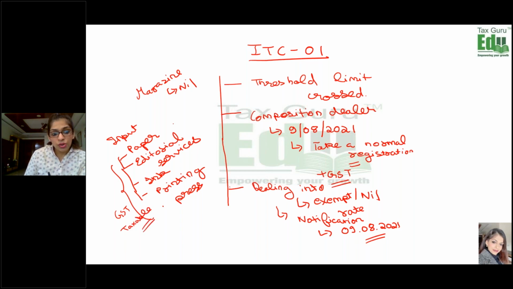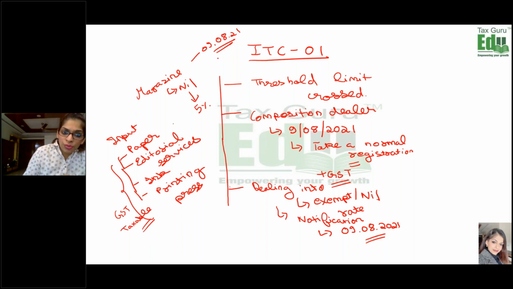Okay. So now on 9th August, a notification comes and it says that magazines will now be taxable at the rate of 5%. Just a hypothetical example I am taking. So from 9th of August onwards, all my billing regarding the sale of magazines will be carrying GST at the rate of 5%. I'm required to pay the GST on it.